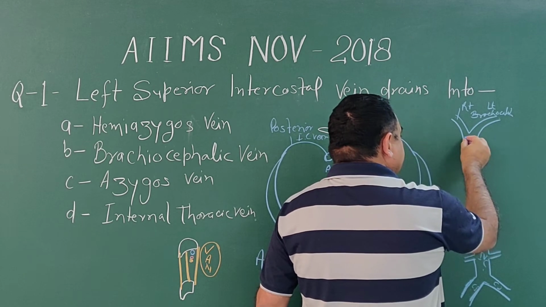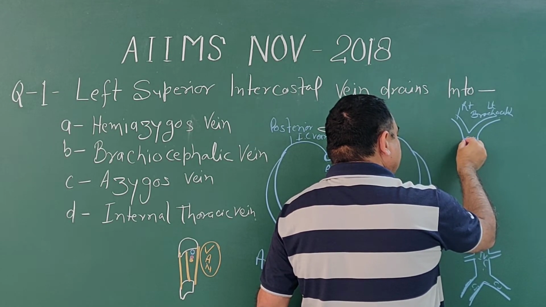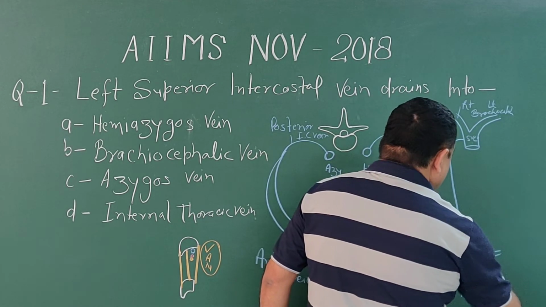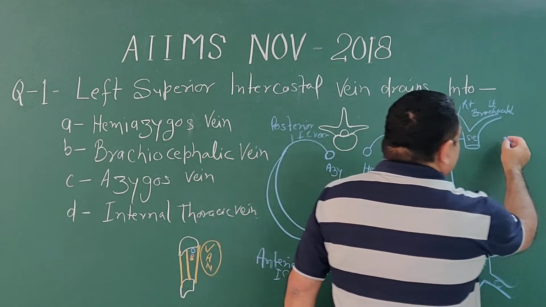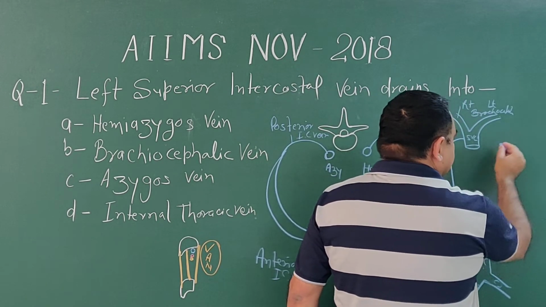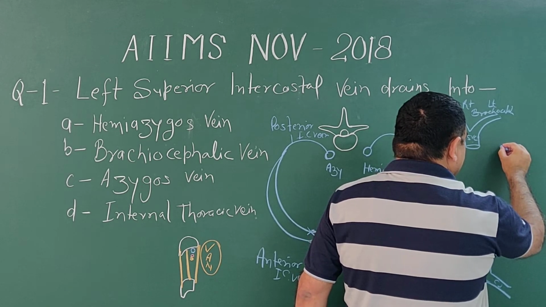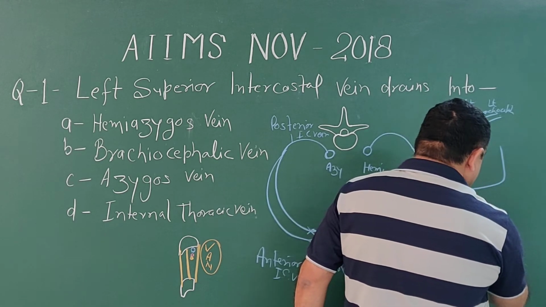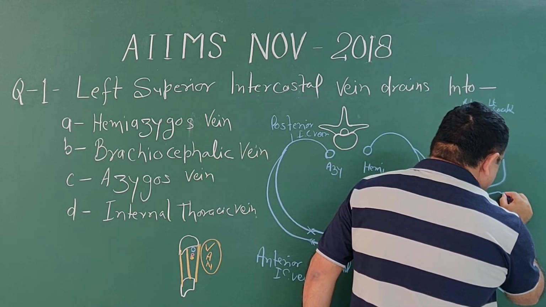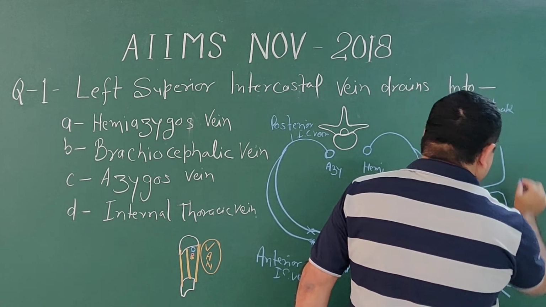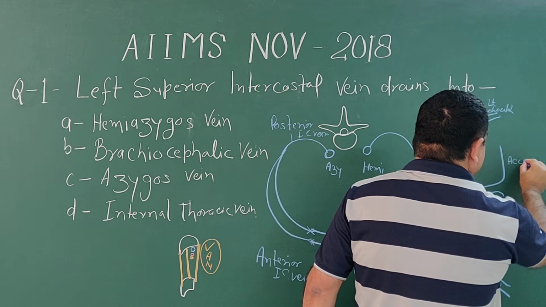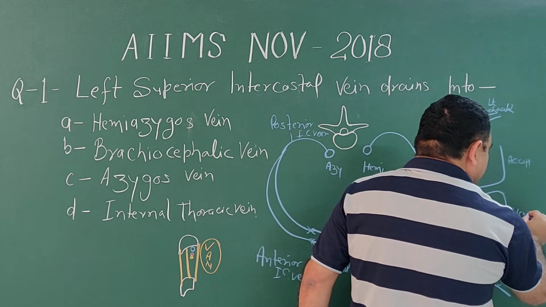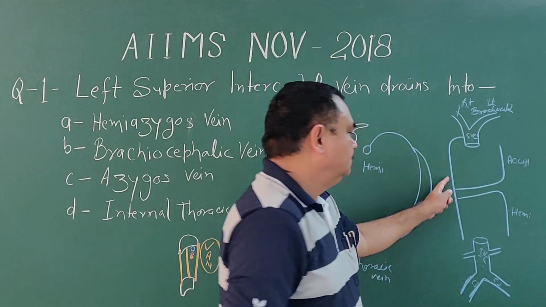Here is the position of the azygous vein. This is the azygous vein. On the right side is the azygous vein, and on the left side this is the accessory hemiazygous vein, and this is the hemiazygous vein. So this is the accessory hemiazygous vein, and this is the hemiazygous vein, and this is the azygous vein.